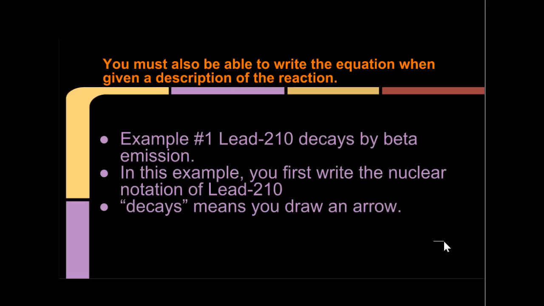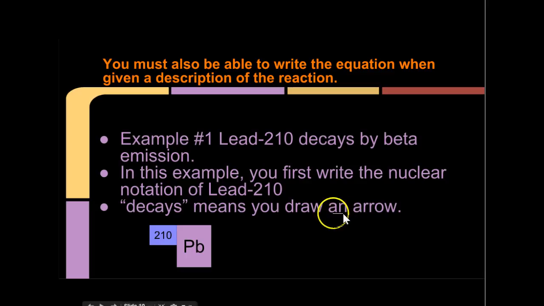The first thing you would do is write the nuclear notation of lead-210. So you write Pb for lead, you write 210 for the mass, and then you write the atomic number, which is 82. We know that if it decays, it's going to break down, so that would be an arrow. Okay?